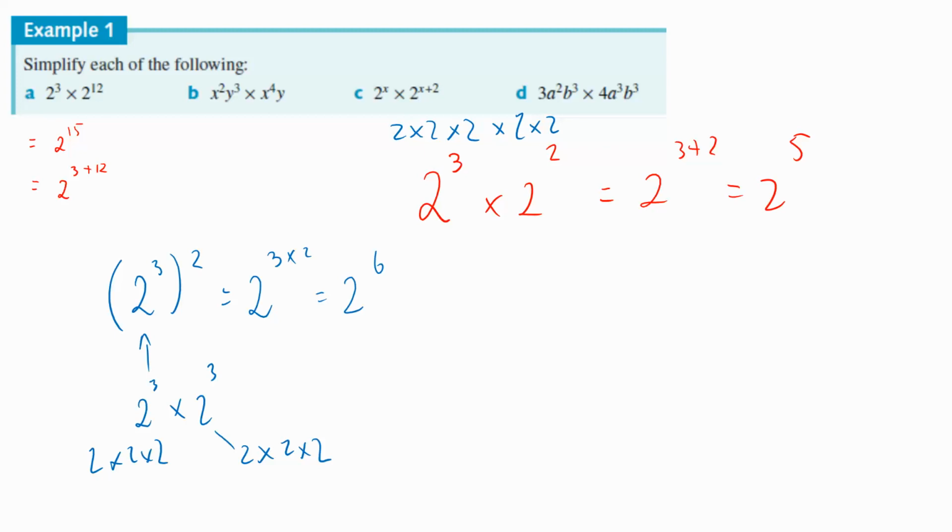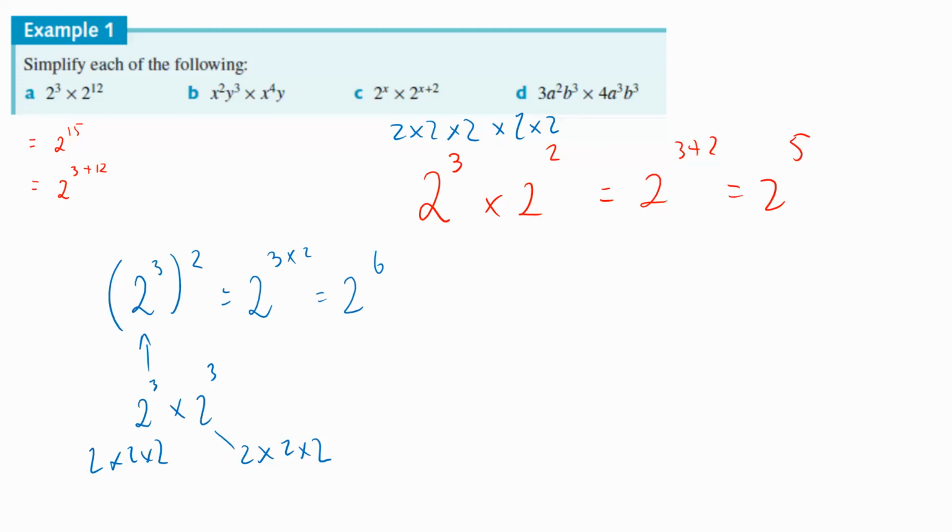I've got 2 lots of these, I've got 2 lots of these 3 groups. So 2 lots of these, or 2 groups of 3, make 6. That's essentially what you're doing. You're saying 2 lots of the 3's. So if I put a 5 here, you're just saying 5 lots of these. 5 lots of the 3's makes 15.